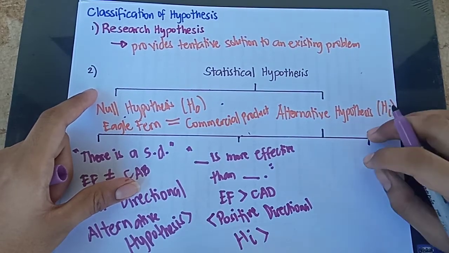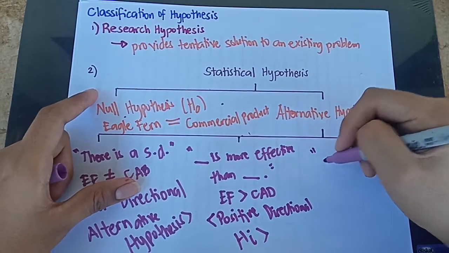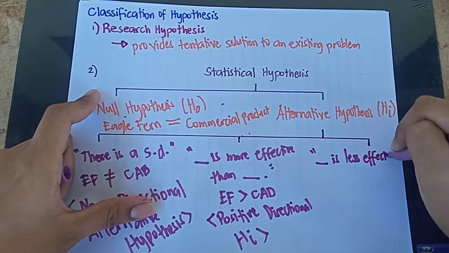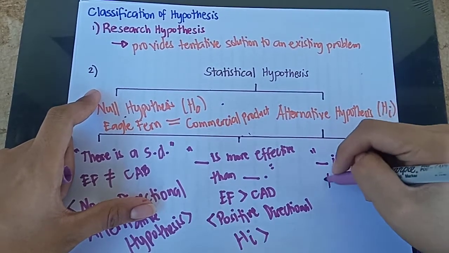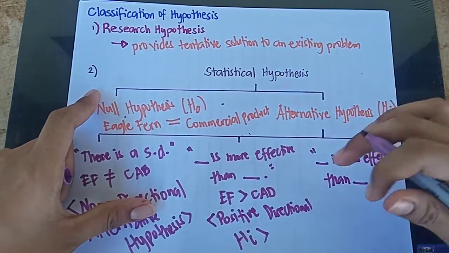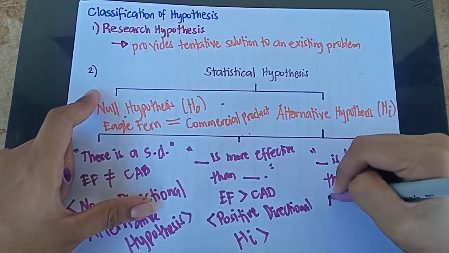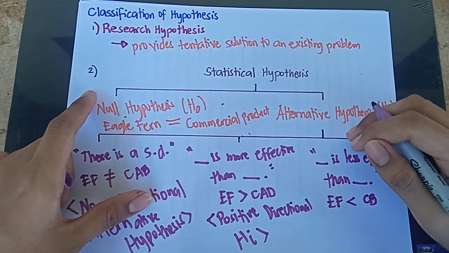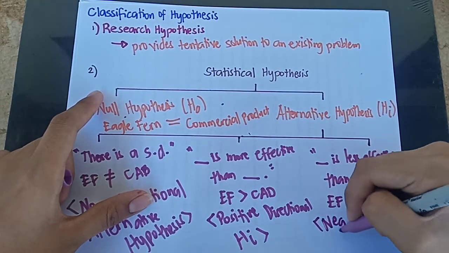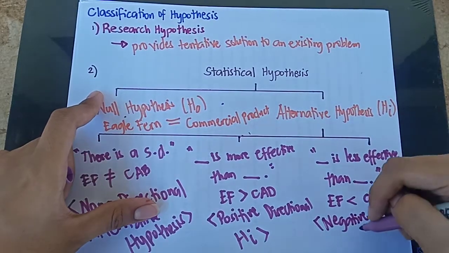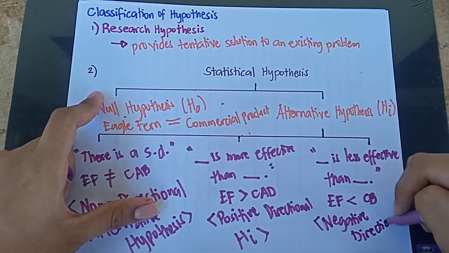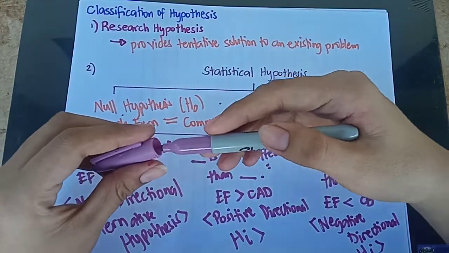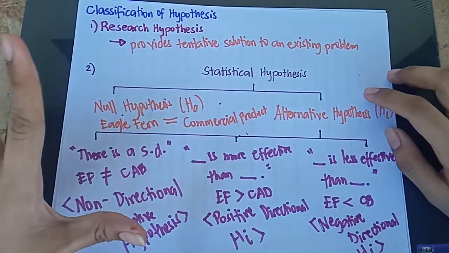So, a type of alternative hypothesis that states that blank is less effective than blank, or the IV is less effective than the commercial brand. So the Eagle Fern is less effective than the commercial brand. Okay? We will call this negative directional alternative hypothesis. Okay?